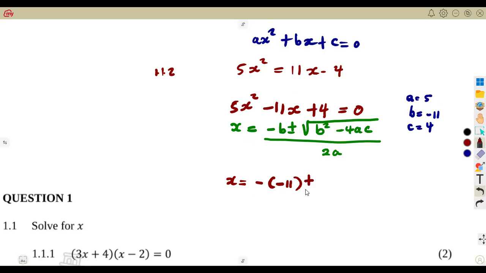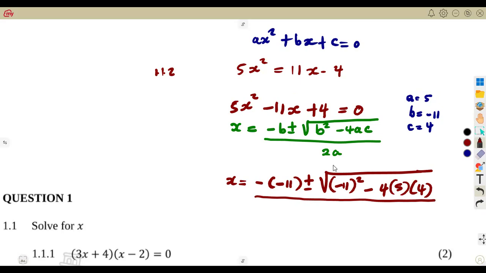Okay? Plus or minus the square root of, you substitute B as it is, minus 11 squared. Substitute everything as it is. Minus 11 squared, minus 4 times A. Our A is 5, so you can just open a bracket. Our C is 4, just open a bracket also. All right, everything over what? 2A, that is 2 times what? 2 times 5. You substitute.